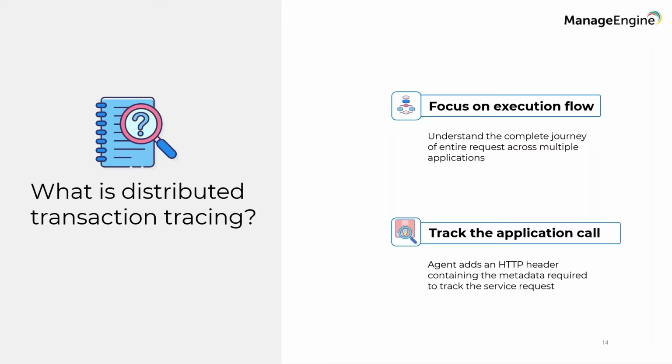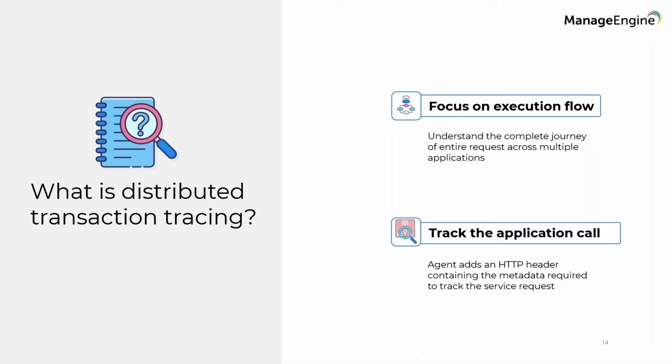So you have to understand the complete journey of the entire user request across multiple applications. Distributed tracing helps you to understand your transaction path in such a way. In fact, it broadens your view by showing the entire path a request takes across multiple applications and microservices from start to finish. So you can in fact track the application call by adding an HTTP header.